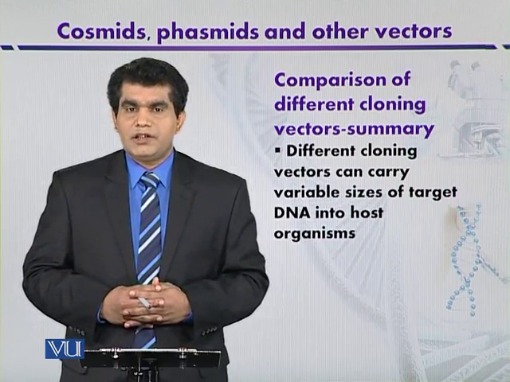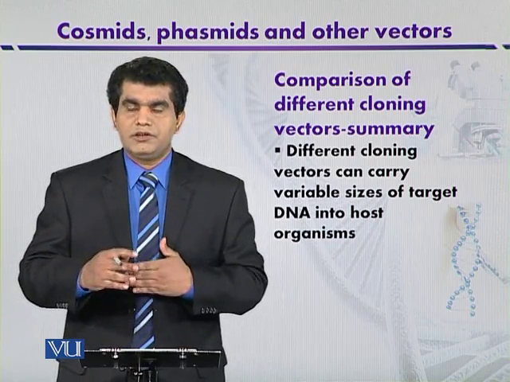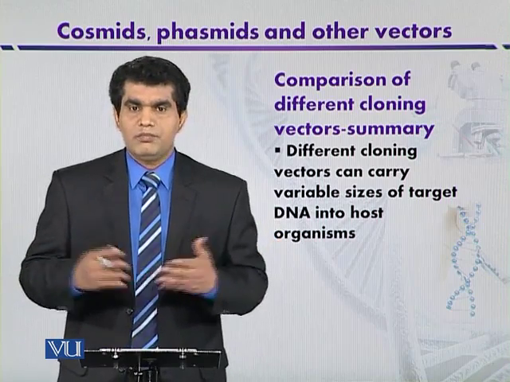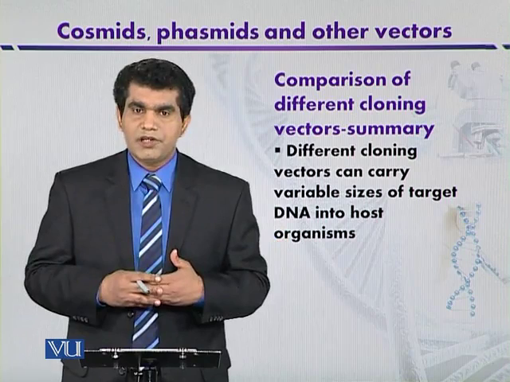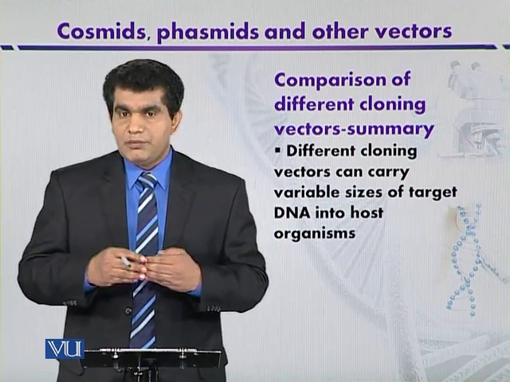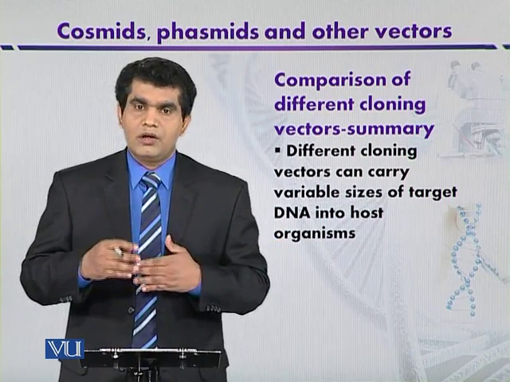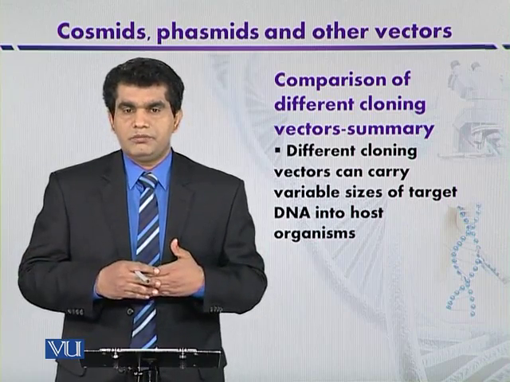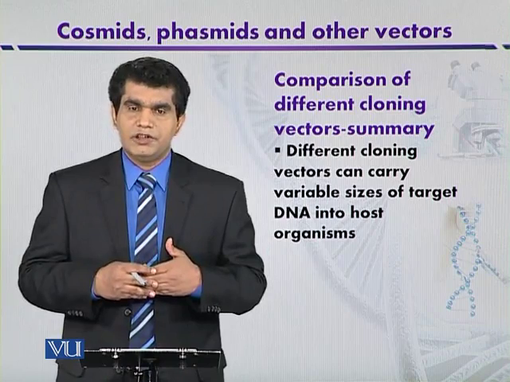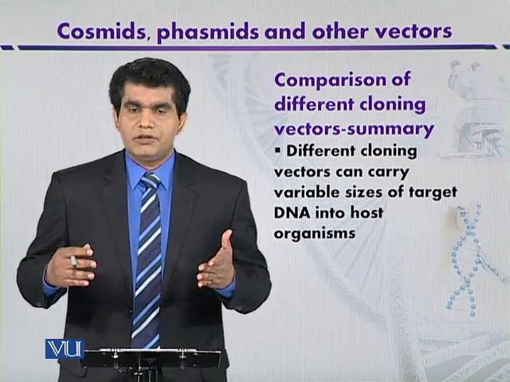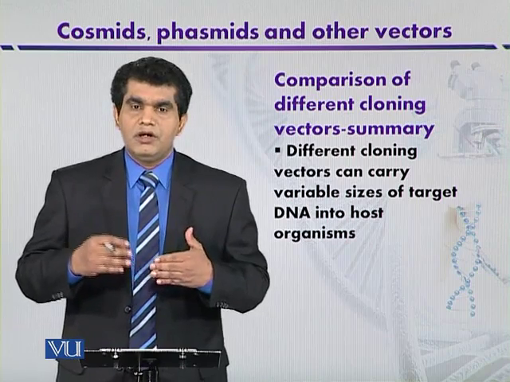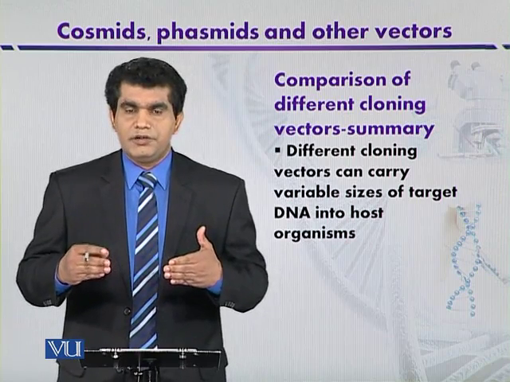You have the idea that plasmids can replicate independently of the host chromosome because of having their own region of replication, and they have the ability to clone around 10 kilobase, sometimes up to 15 kilobase, DNA fragments. One example of an artificially constructed plasmid is pBR322.